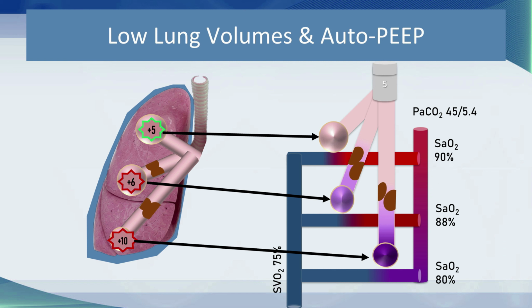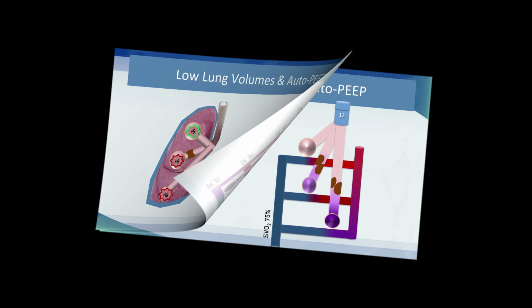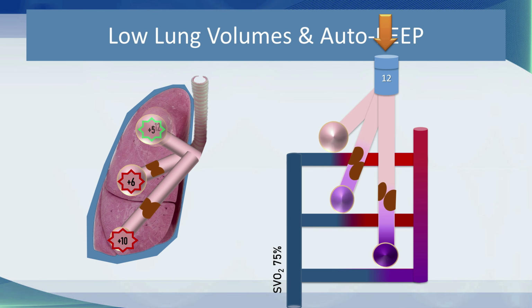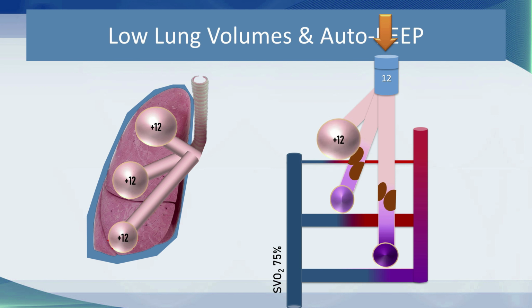The result is significant venous admixture with a saturation of 90% and a PaCO2 of 45 millimeters of mercury or 5.4 kilopascals. One thing to keep in mind also for later is that the mean pulmonary artery pressure is normally 15 millimeters of mercury, but in this setting of low lung volumes and gas trapping, it has increased to 20 millimeters of mercury. The application of 12 centimeters of water of PEEP in this setting will recruit all of these lung units, and this dramatically improves oxygenation.